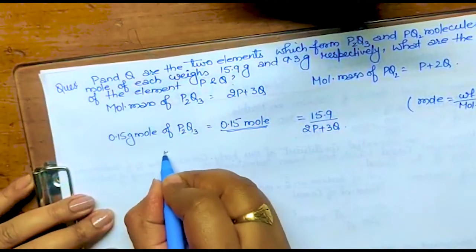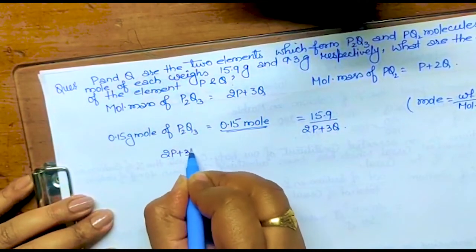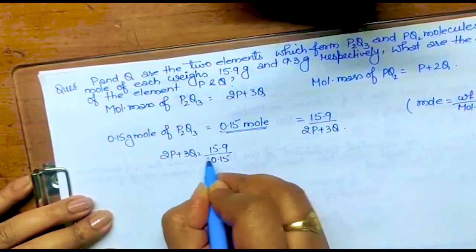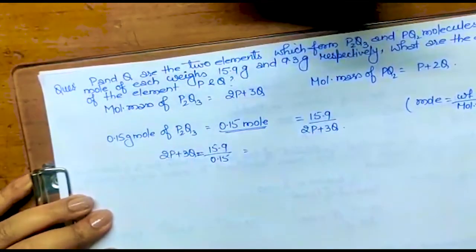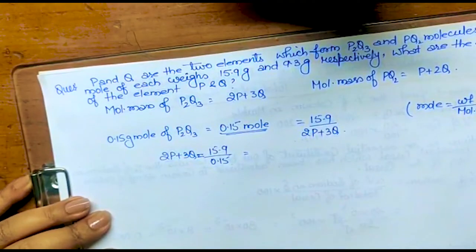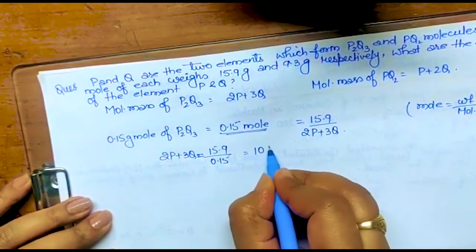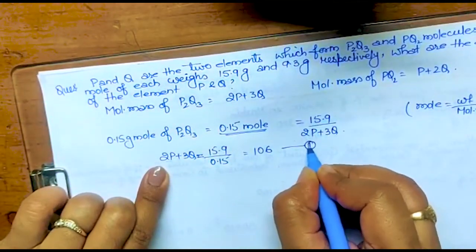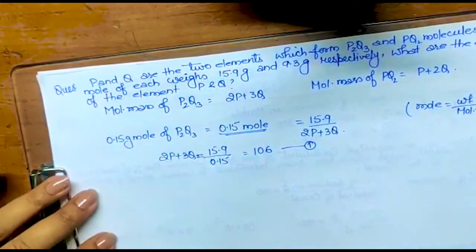Or we can do that 2P plus 3Q is equal to 15.9 upon 0.15. This will be easy, yes? So solve it. This comes to 106. Okay, so we got one equation: 2P plus 3Q is equal to 106, equation 1.